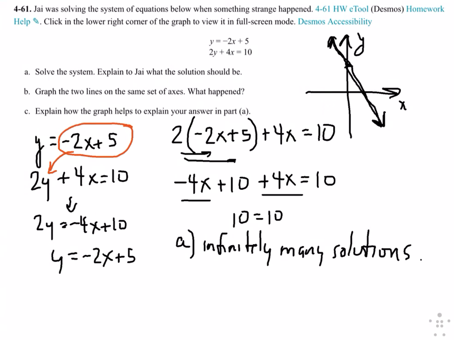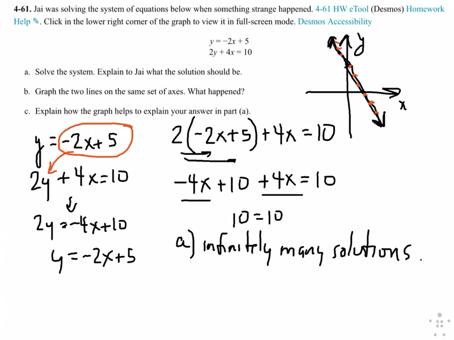And then C says, explain how the graph explains your answer in part A. And the reason is that any of the points on this line, any x and y points on this line, which there are infinitely many of, are solutions. So we say there's infinitely many solutions.